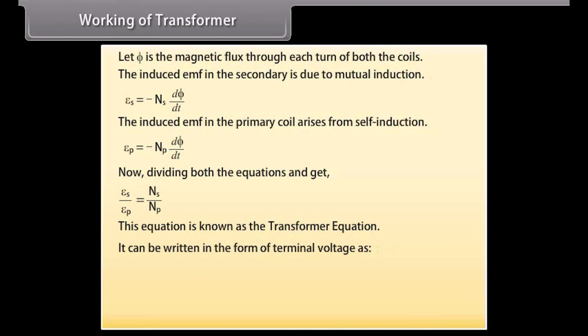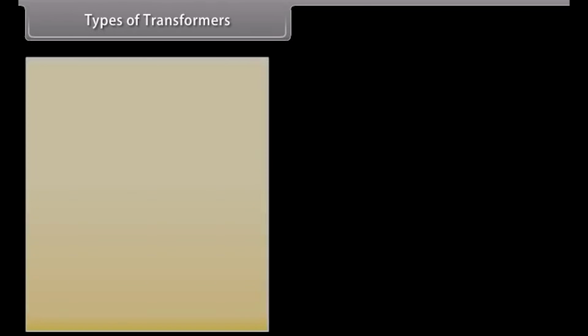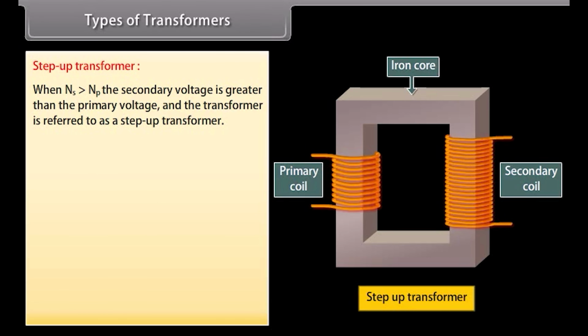It can be written in the form of terminal voltage as Vs by Vp is equal to Ns by Np. The ratio Ns by Np is called the turns ratio of the transformer. Types of transformers. Transformers are of the following two types. Step-up transformer. When the secondary voltage is greater than the primary voltage, the transformer is referred to as a step-up transformer.